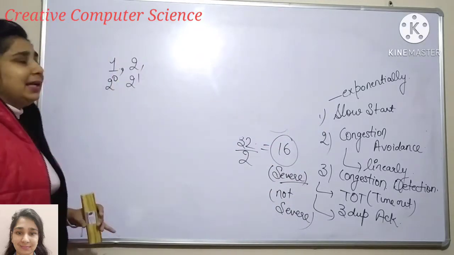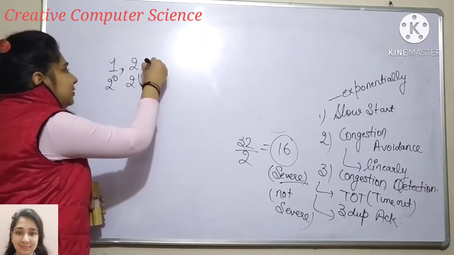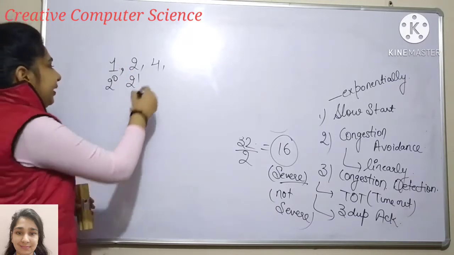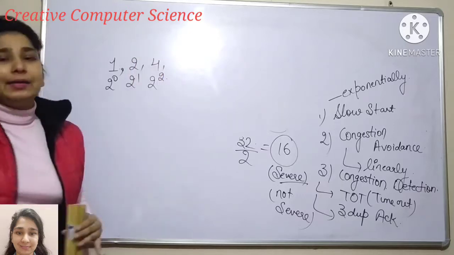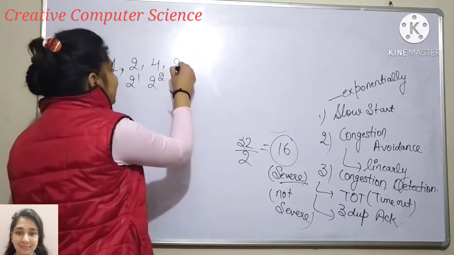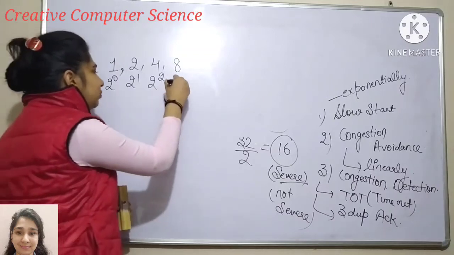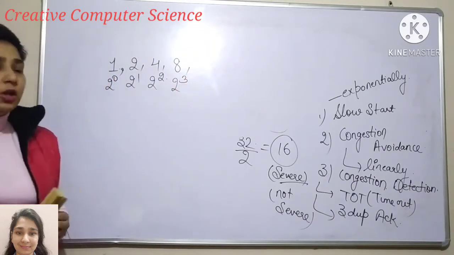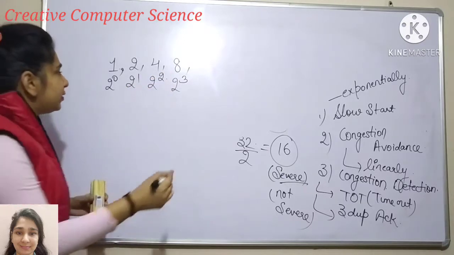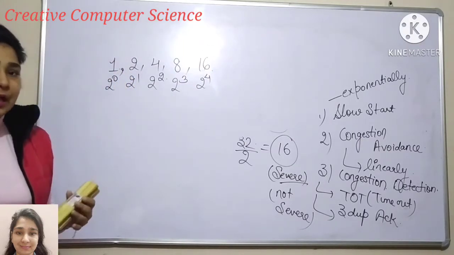So next time we will send 2 packets. And then when you get acknowledgement back for these 2 packets, we will be sending 2 raised to power 2, that is 4 packets. Then we will be sending 8, 2 raised to power 3. And when you get acknowledgement back, you will again send 2 raised to power 4, or 16 packets in the network.